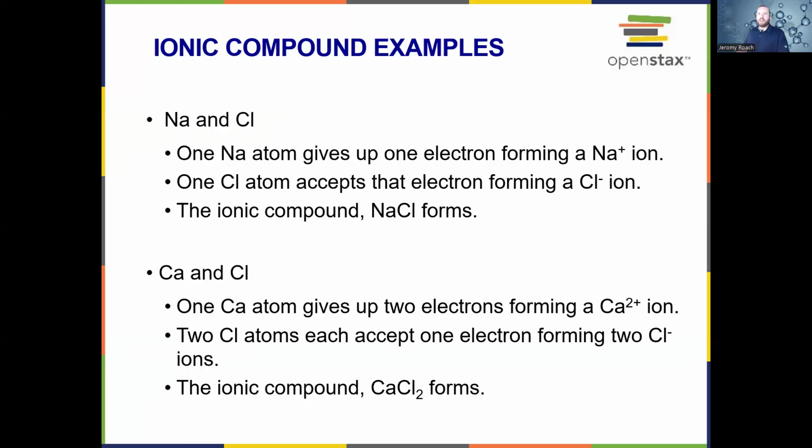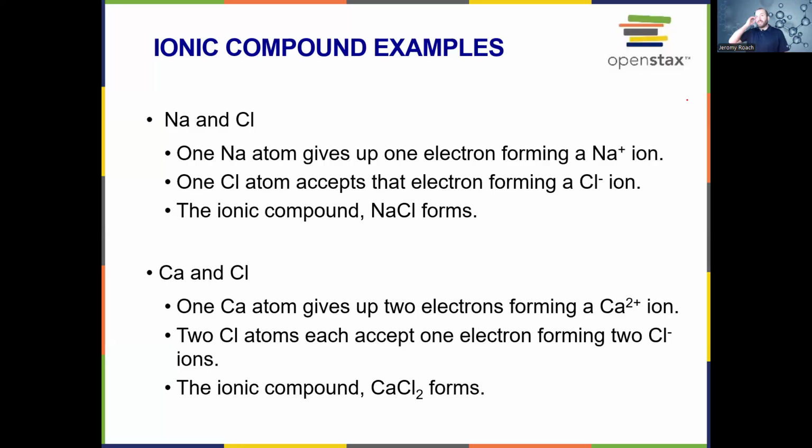An ionic compound example is sodium and chlorine. Sodium gives up an electron and becomes Na plus. Chlorine gains an electron and becomes Cl negative. The result is a stable sodium chloride ionic compound. We just get NaCl, and there's no more plus and no more minus charge there.